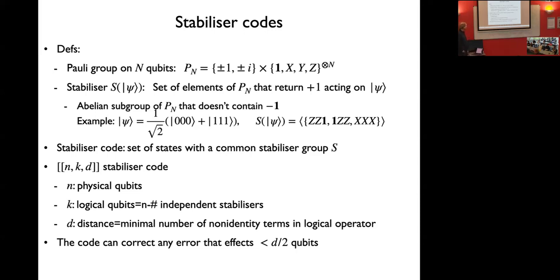And so we say that you have an [[n,k,d]] stabilizer code, which uses n physical qubits to encode k logical qubits, where k is n minus the number of independent stabilizers for that state or code. And d is the distance, which is the minimum number of non-identity terms in a logical operator. So the code here can correct any error that affects fewer than d/2 qubits.